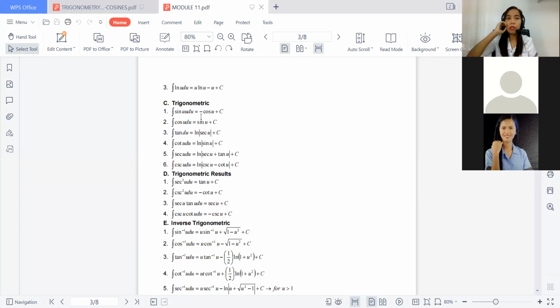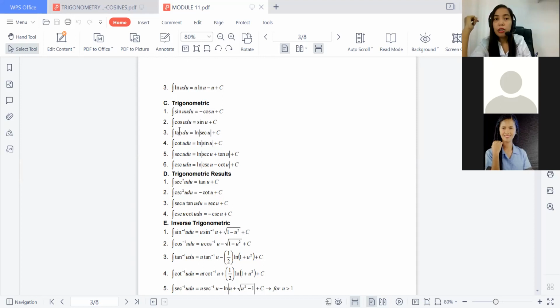The integral of sine u du is negative cos u plus c. So don't be confused, because the derivative of cos u is negative sine, but we're just asked the integral of sine u. So therefore, the integral is negative cos u plus c. And the derivative of sine u is cos u du, so therefore the integral of cos u du is sine u plus c. They're really reversed. In the derivative, the ones with negative are the derivatives, but when it comes to the integral, because they are inverse to each other, the integral of sine becomes negative cos u, and the integral of cos u is sine u plus c. Maraming nalito niyan sa quiz na binigay ko last time.